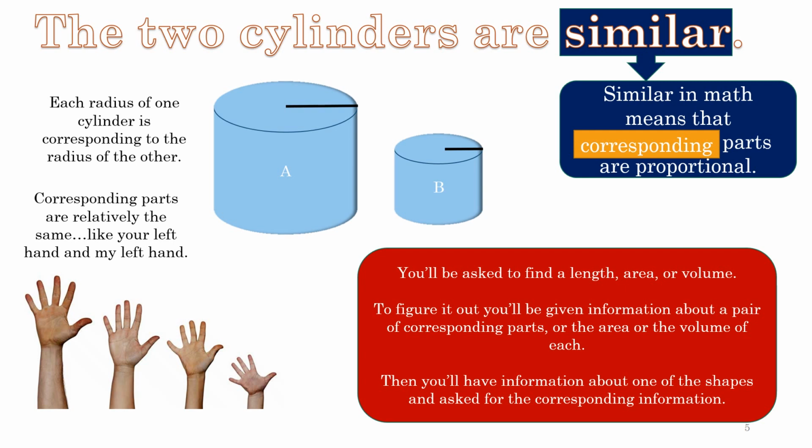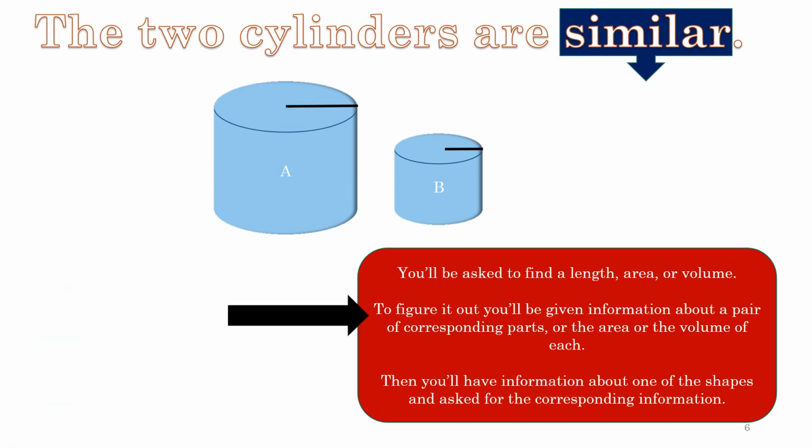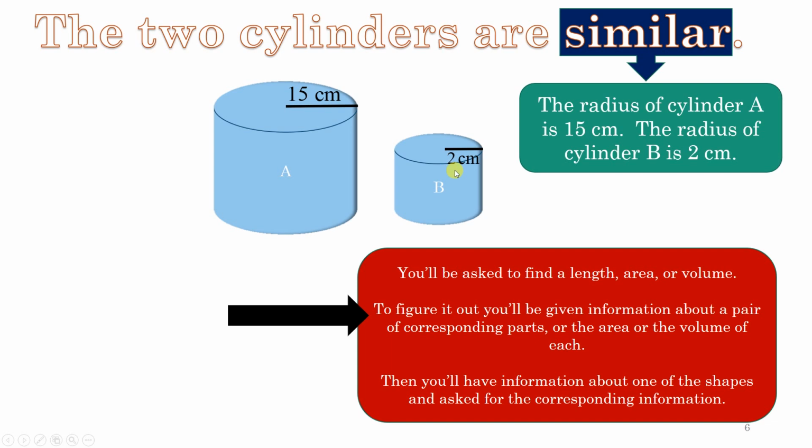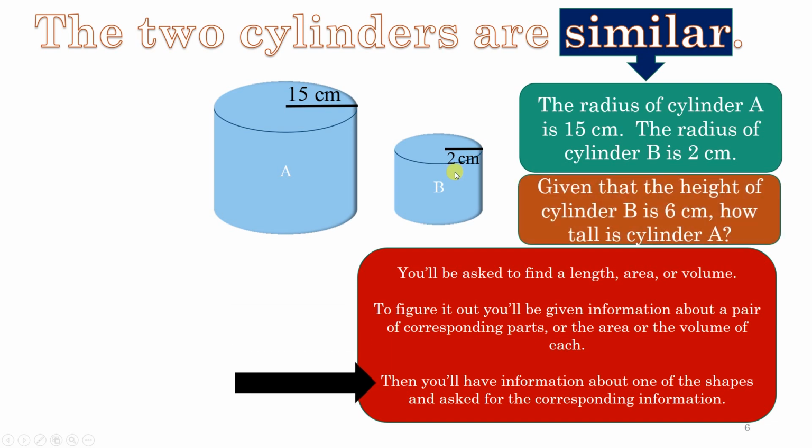So now let's talk about what's going to happen. You're going to be given information about corresponding parts, and you're going to be given one part for one of the shapes and asked to find the corresponding part. Let's say the radius of cylinder A is 15 and the radius of cylinder B is 2. We're going to be asked to use that information to find the height of A if we know the height of B. Or it could be the other way around. But in this case, let's say the height of B is 6 centimeters, and now we have to find the height of A. Let's talk about how to do that, shall we?